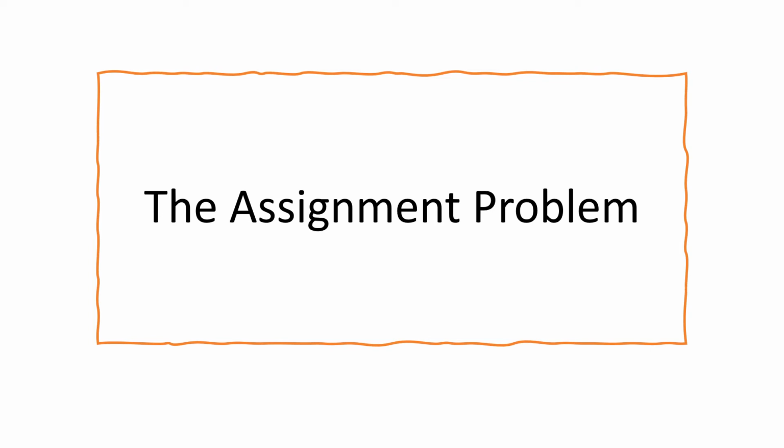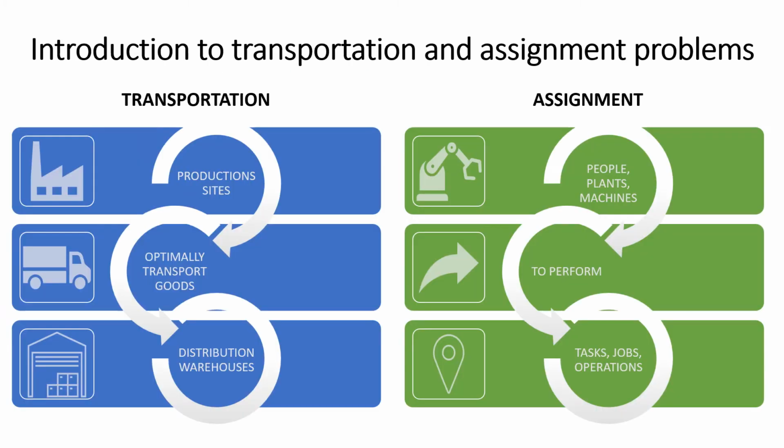In this video, we'll review the assignment problem. Last class, we saw the transportation problems, where we have production sites that we want to send product to distribution warehouses, and we're looking to optimally transport those goods. Regarding assignments, here instead of production sites, what we have are people, plants, machines, and we want them to perform different tasks, jobs, or operations.